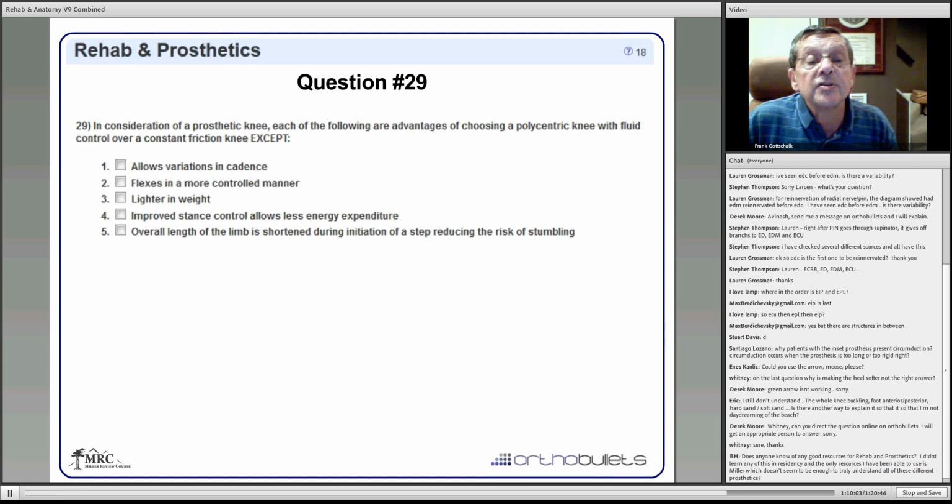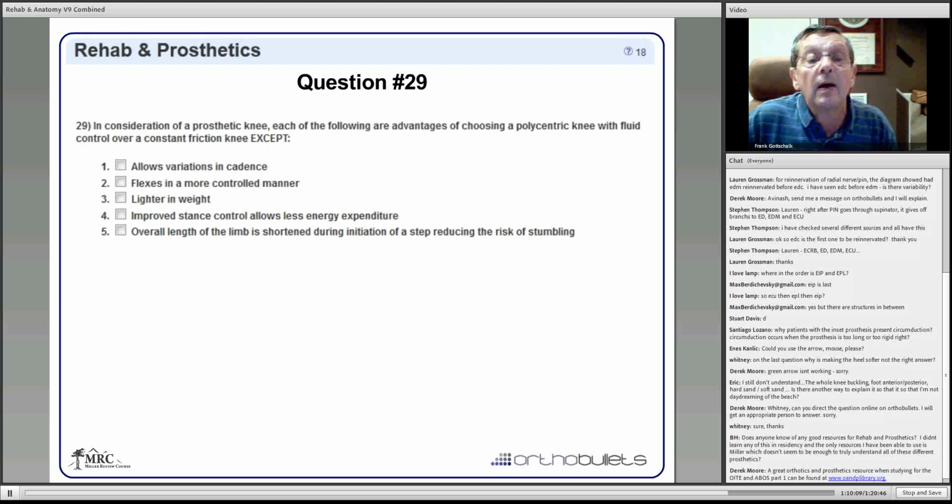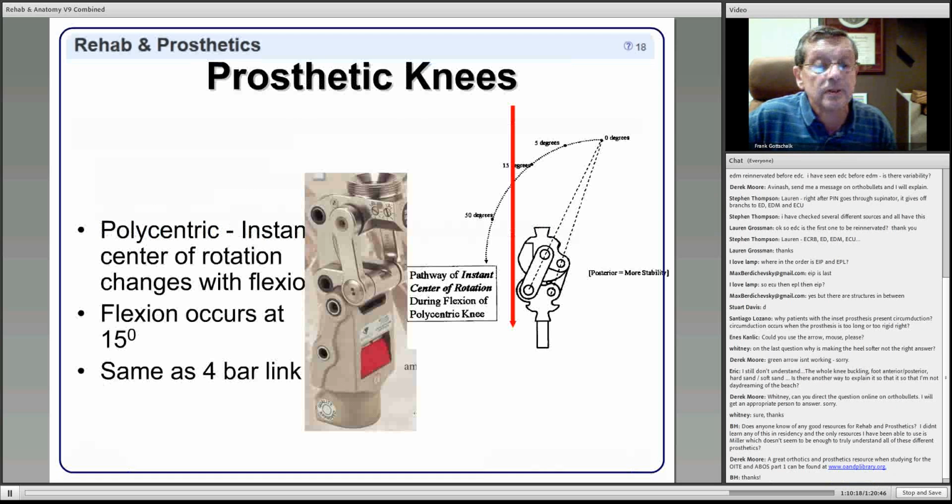In consideration of a prosthetic knee, each of the following are advantages of choosing a polycentric knee with fluid control over constant friction knee, except.